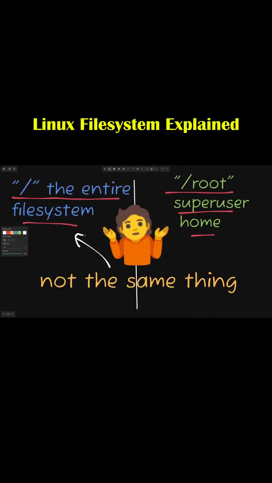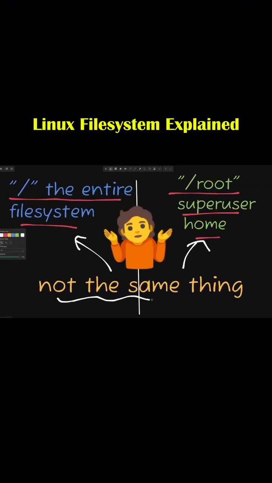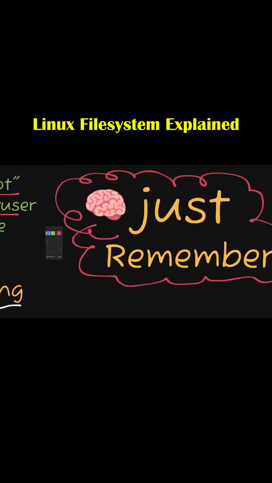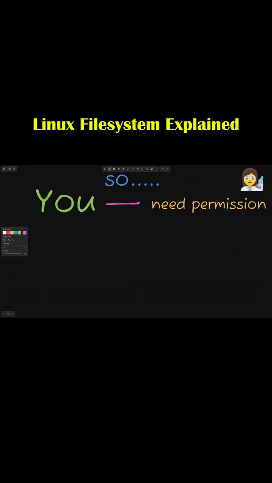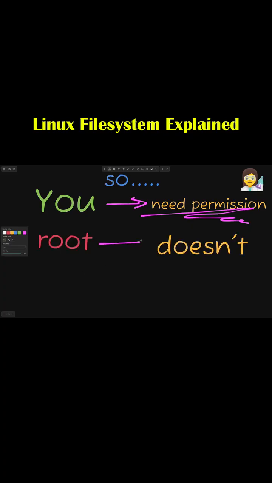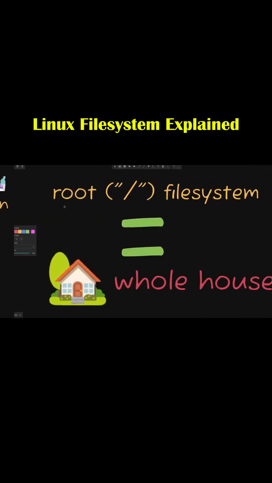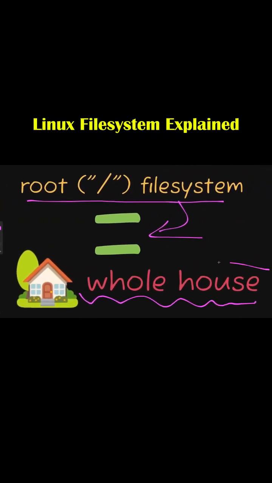Now don't confuse this with the root of the file system. They are two separate things. So I just want you to remember, you have a bedroom that you and other users need permission to leave. The root user on the other hand has a bedroom too, but also has keys to everyone else's room, whereas the root file system is the whole house itself.